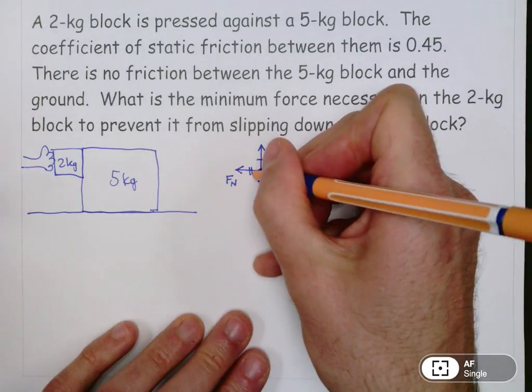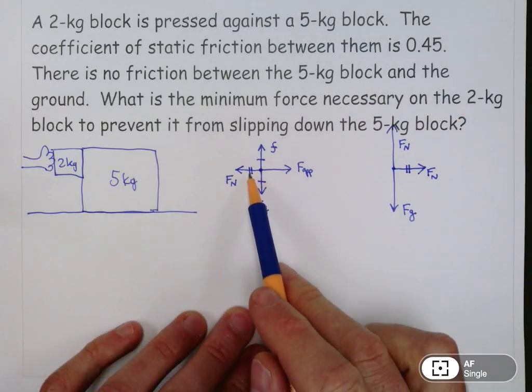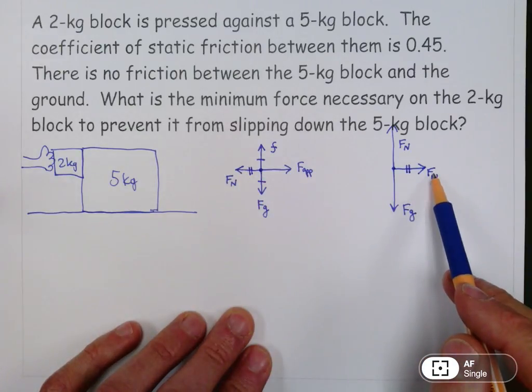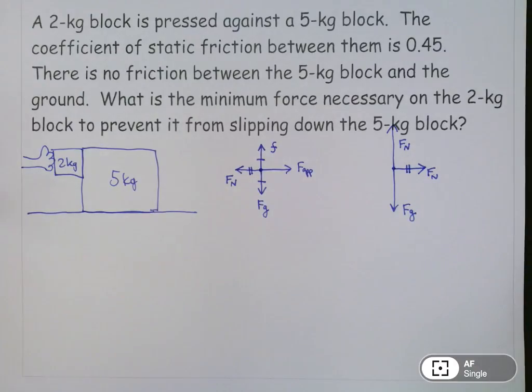It also happens to be the action-reaction pair to that normal force right here. This normal force is really the force on the 5 kilogram by the 2 kilogram, and over here it's the force on the 2 kilogram by the 5 kilogram. Those are equal and opposite pairs.